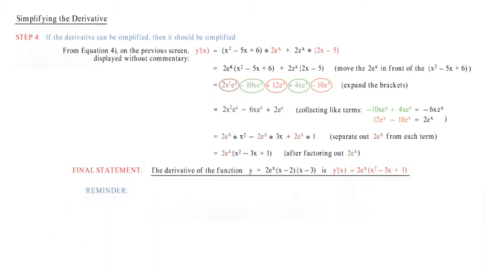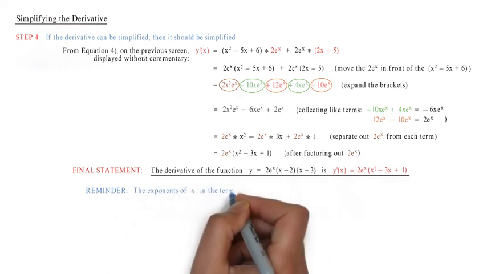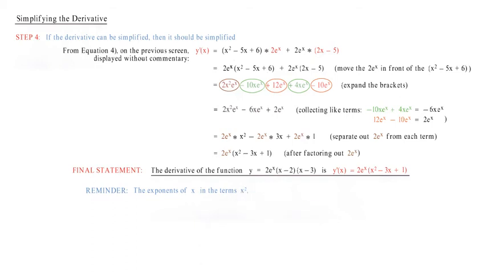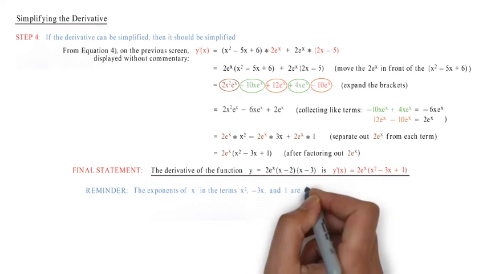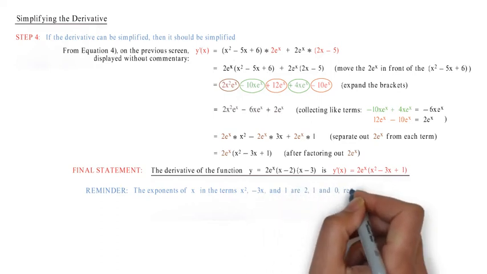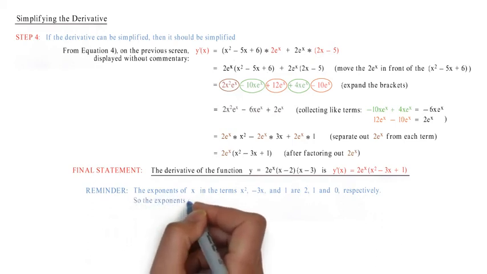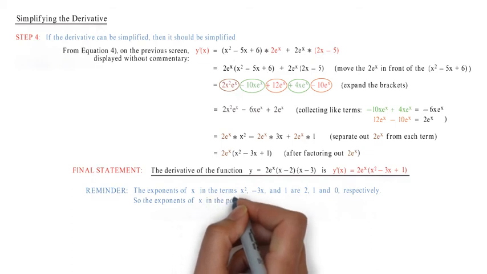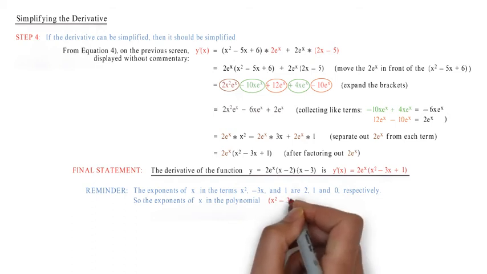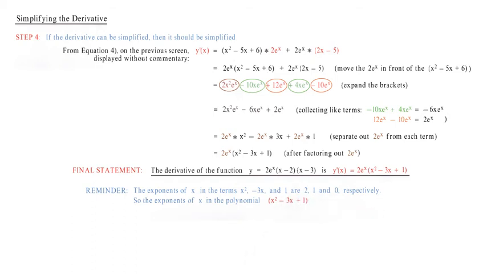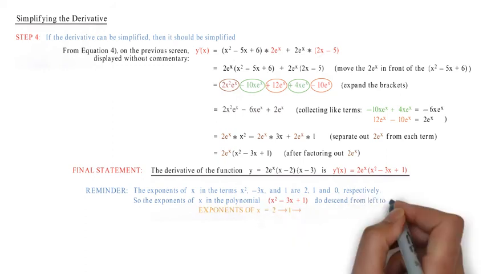Reminder: the exponents of x in the terms x squared, minus 3x and 1 are 2, 1 and 0 respectively. So the exponents of x in the polynomial x squared minus 3x plus 1 do descend from left to right.